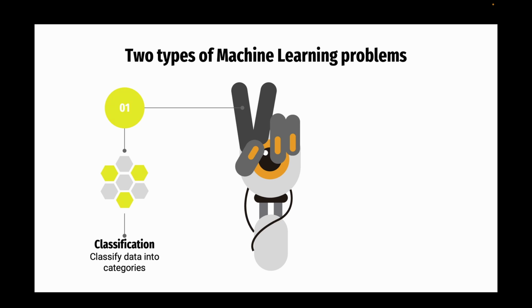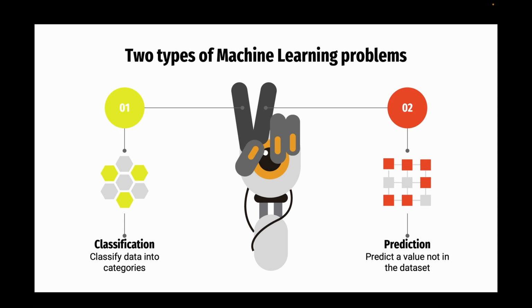The second type of problem in machine learning is prediction, where we are trying to predict a value that we have not seen previously. So this could be, for example, we're feeding our model data of the price of the stock market for the past 20 years. And it's going to learn from the data, and its job is to predict tomorrow's price in the stock market. And this is prediction. We are trying to predict a value that is not in the data set.